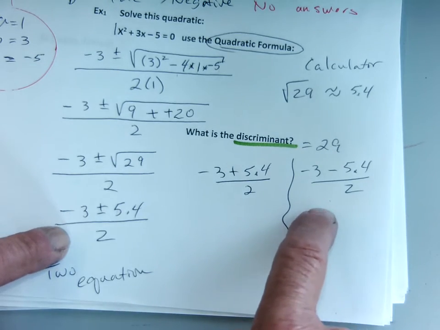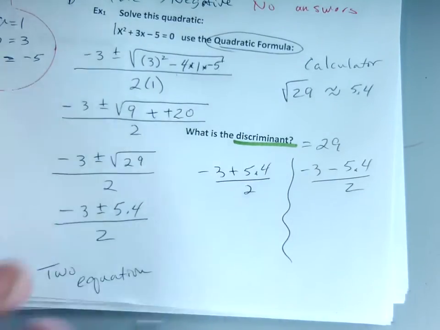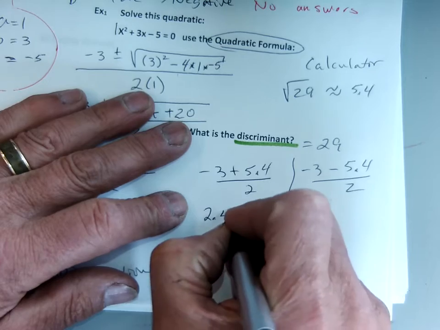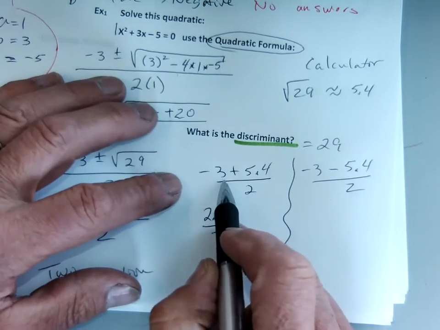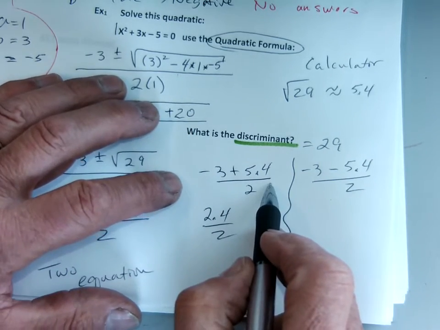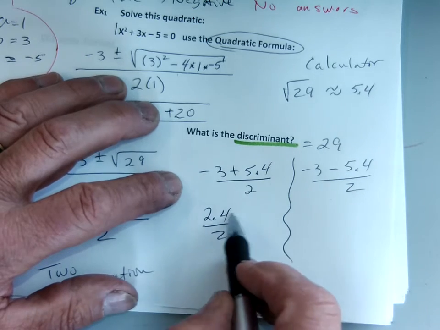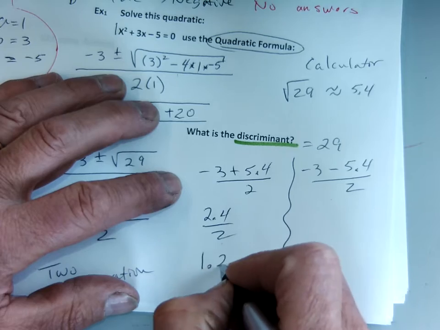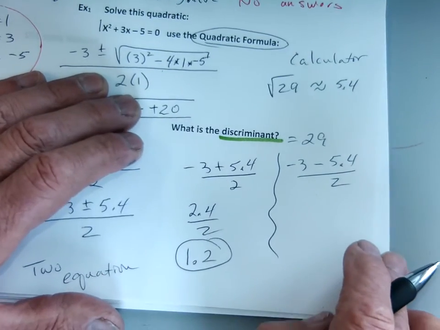Everybody okay with that? So then I'll go a step further. And I can use a calculator if I need to. But this should be a 2.4 divided by 2 because negative 3 plus 5.4. And use a calculator if you need to. And then 2.4 divided by 2 is a 1.2. So one of my answers is 1.2.